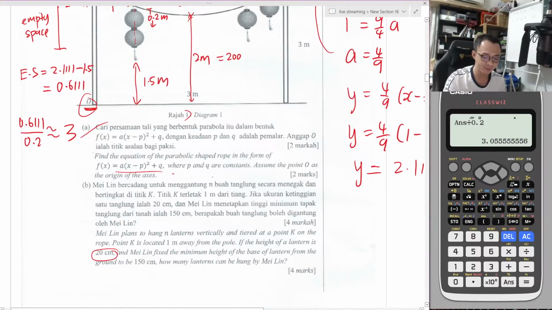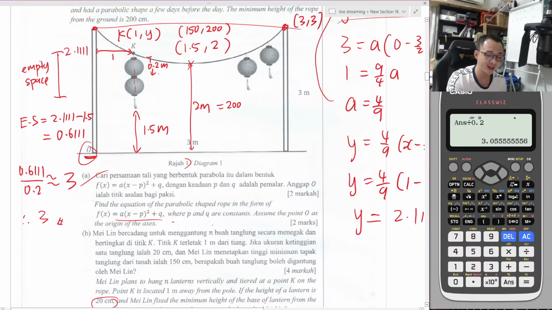So therefore, how many lanterns can be hung? So I will say therefore 3 can be hung over there. So basically, we can accept like 0.2, 0.2, and 0.2, and we still have some space before I reach the minimum 1.5 from the ground there.